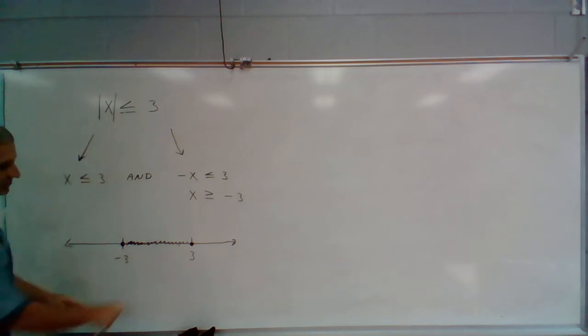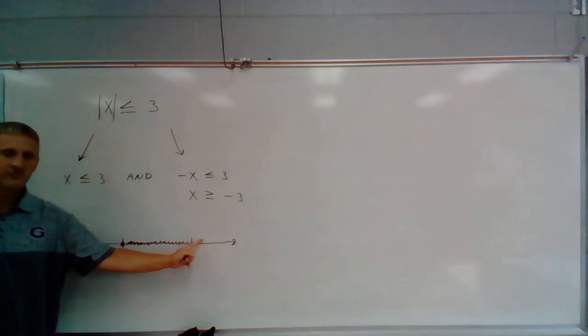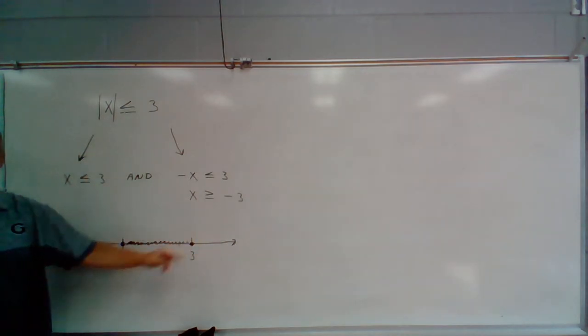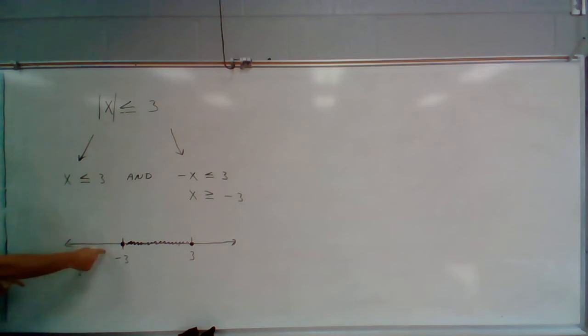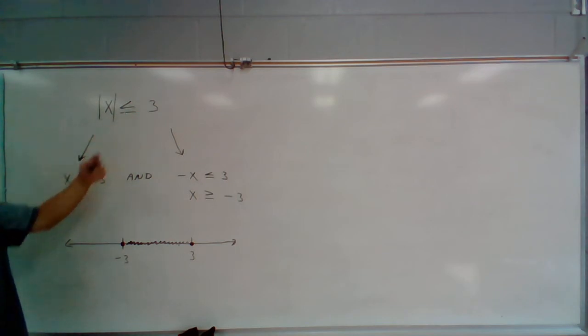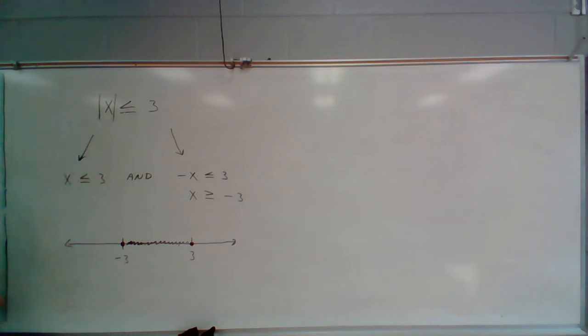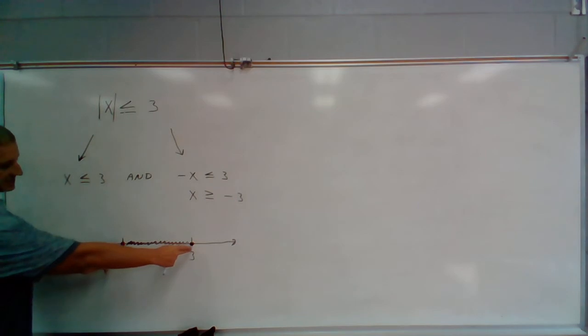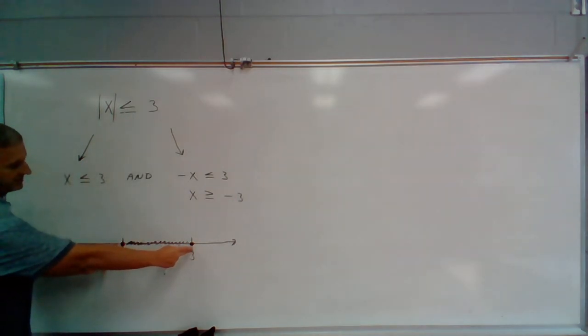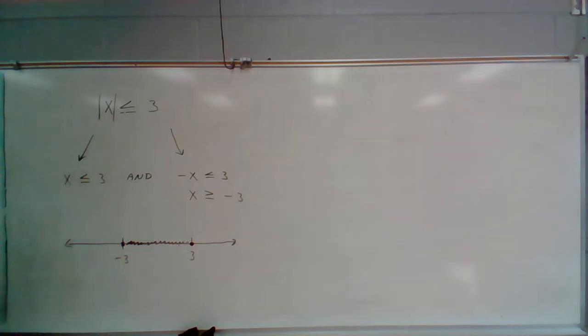And let's think about numbers out here. Say a 4. Absolute value of 4 is 4. That's not less than 3, so that can't work. If I chose negative 4, absolute value of negative 4 is 4. 4 is not less than 3, so these numbers don't work. The only x values that satisfy this inequality are the ones between negative 3 and 3, including the negative 3 and 3.